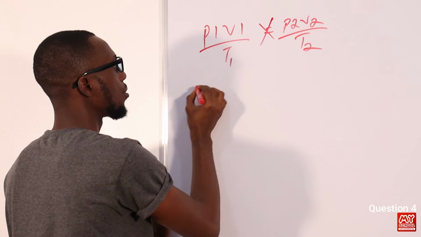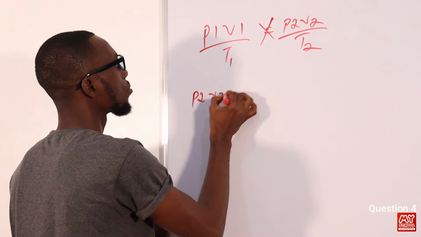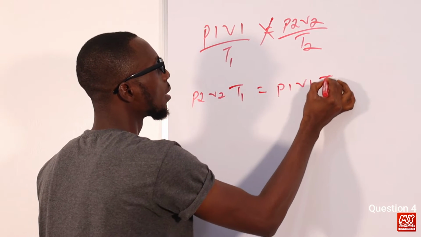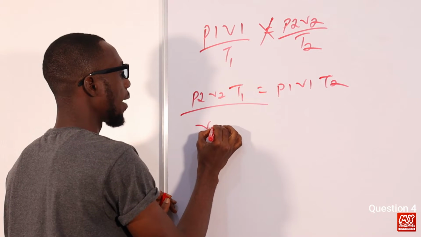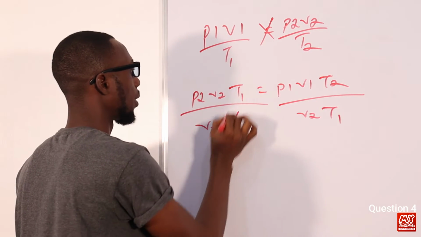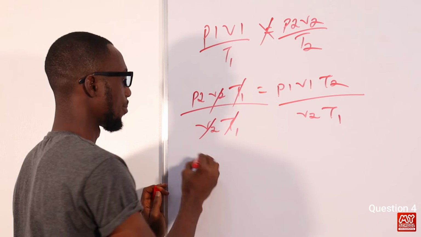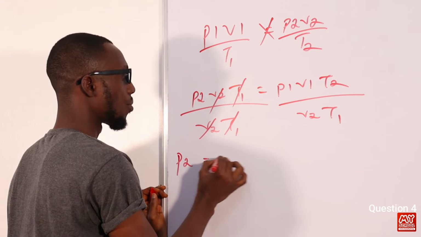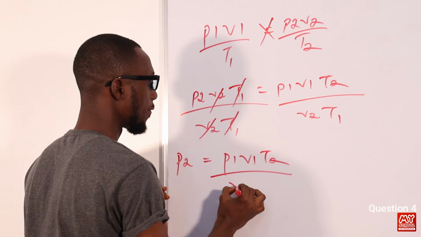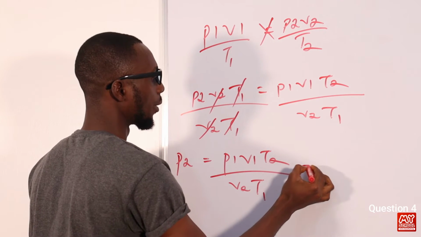All right, so we are going to have P2 V2 over T1 equals P1 V1 over T2. What do we do? Divide both sides by V2 and multiply by T1. So that will be P2 equals P1 V1 T2 over V2 T1.